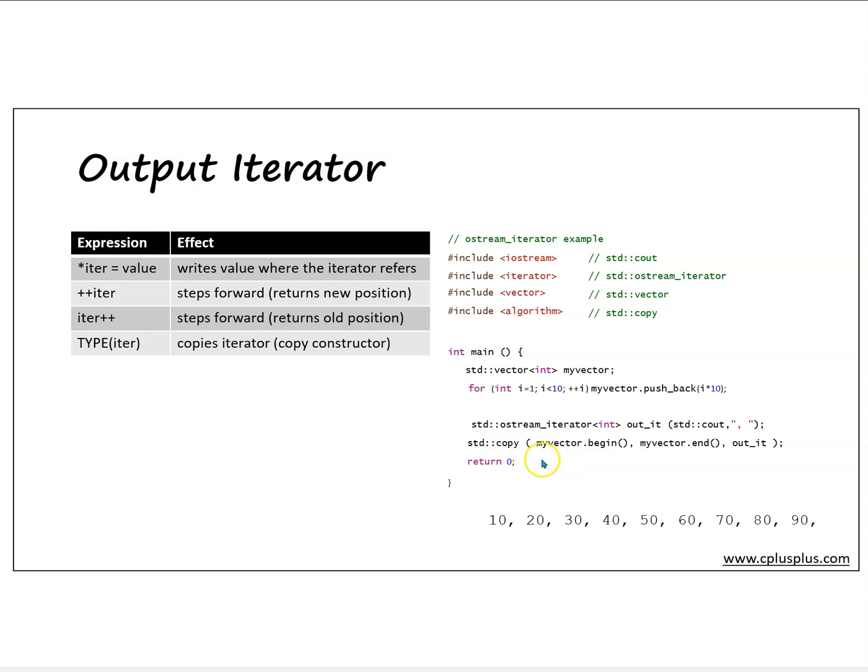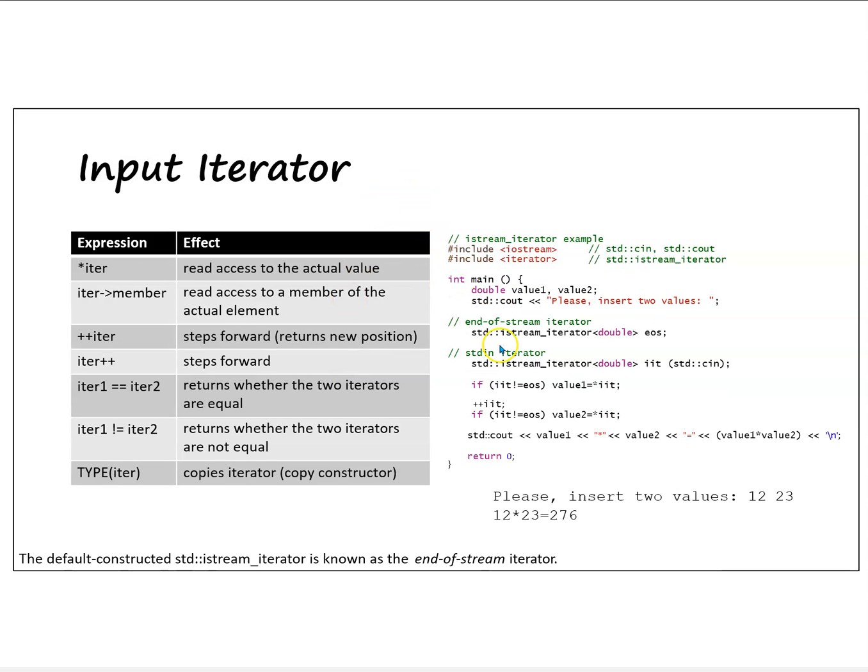Then we're going to take our vector and copy the values from the vector into the iterator, which will cause the iterator to execute. And it will execute this particular piece of code, and it will then output it like this.